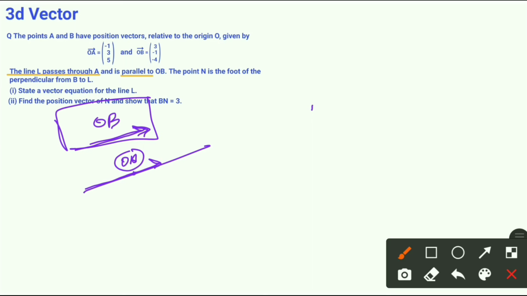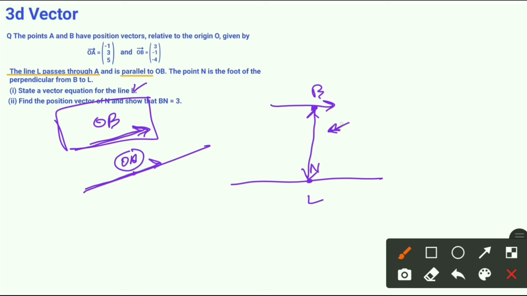Then after that, the point N is the foot of the perpendicular from B to L. So B, L, and the foot is N. Now it says to state a vector equation for the line L. It is done. Find the position vector of N. Show that BN is 3. So we need to find the distance.